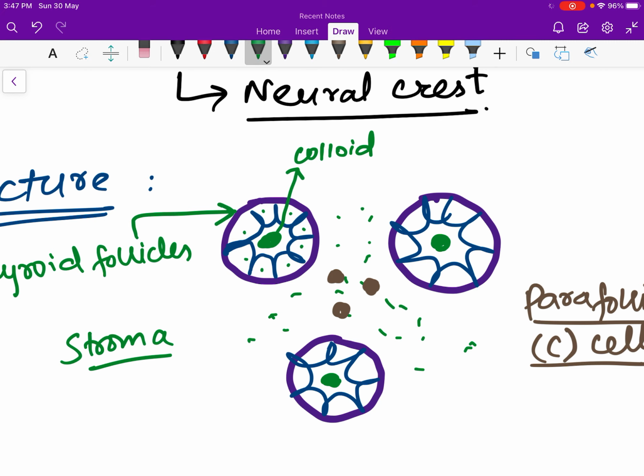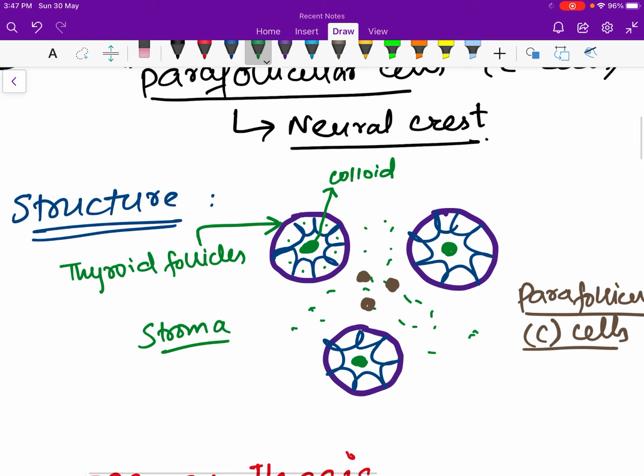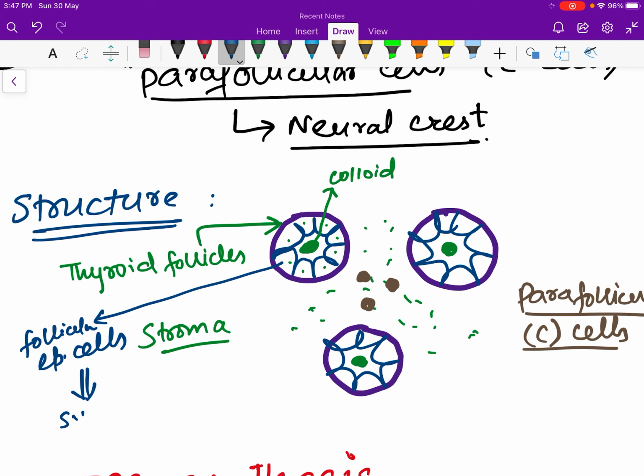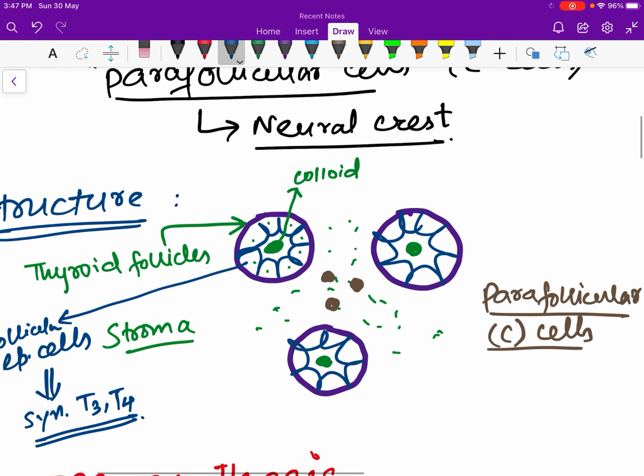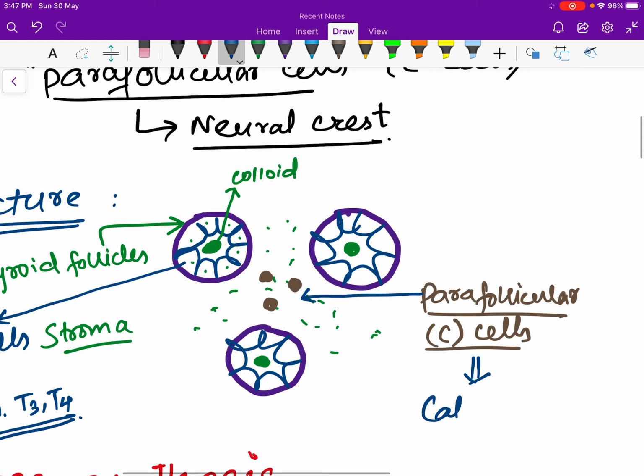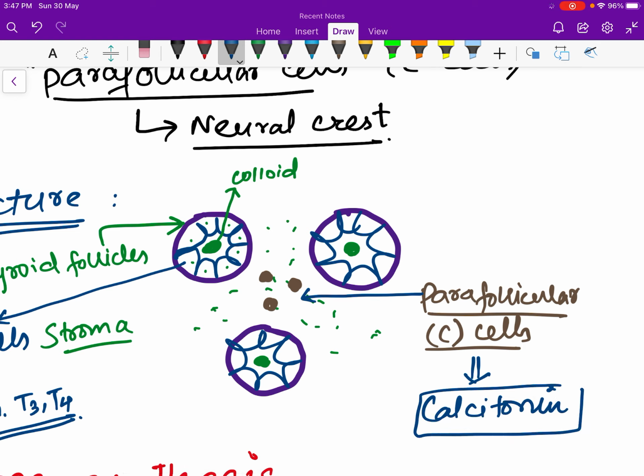Now these follicular epithelial cells are responsible for the synthesis of thyroid hormones, T3 and T4. These are parafollicular C cells in the stroma. These produce a hormone called calcitonin. Calcitonin has a role in calcium metabolism and will be discussed separately.